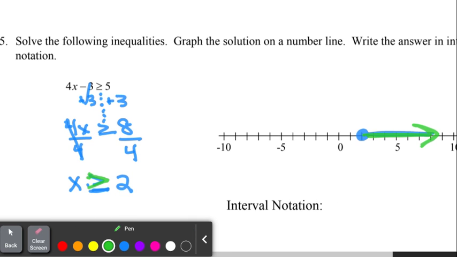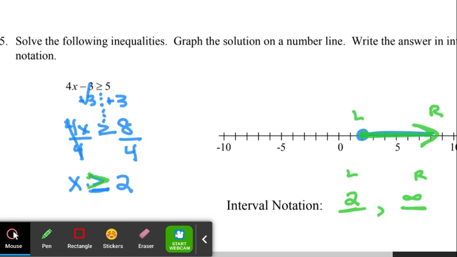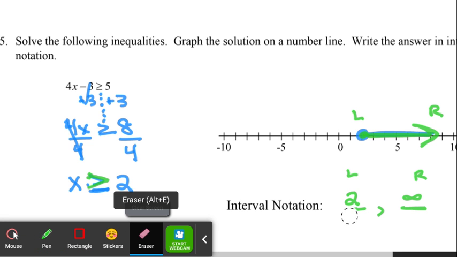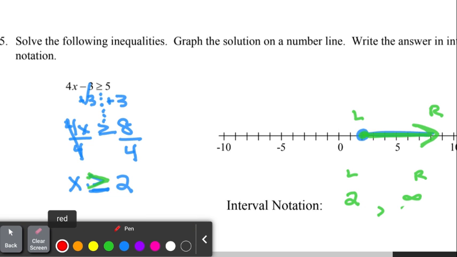And now interval notation. We have to put 2 numbers, the left number and the right number. So this first number is a 2, and then the arrow means infinity. You don't need to actually put these lines here. You can. And then when the circle's colored in, you do a square bracket. When it's not colored in, you do round. And you can never color in infinity, so that's always round.